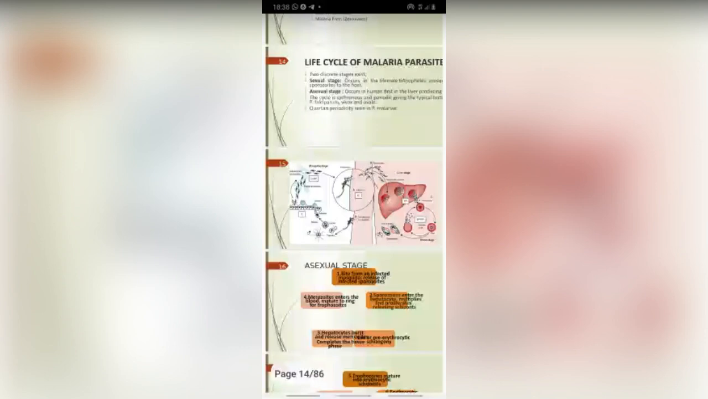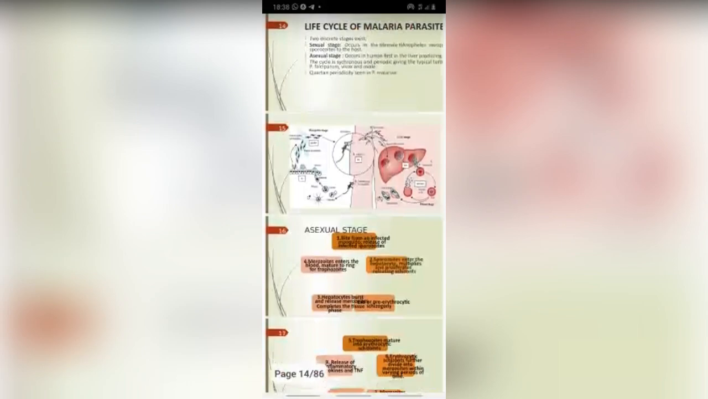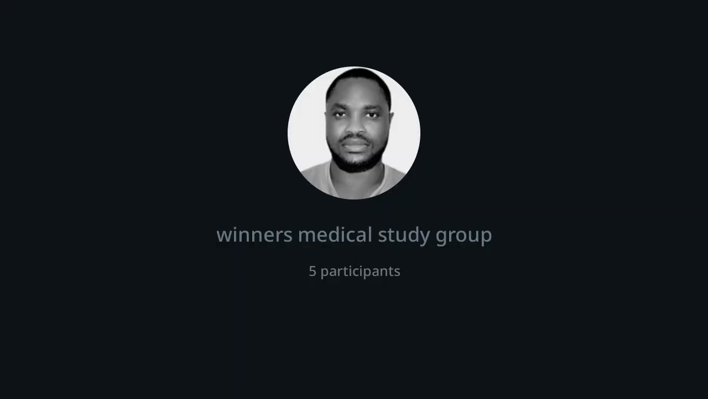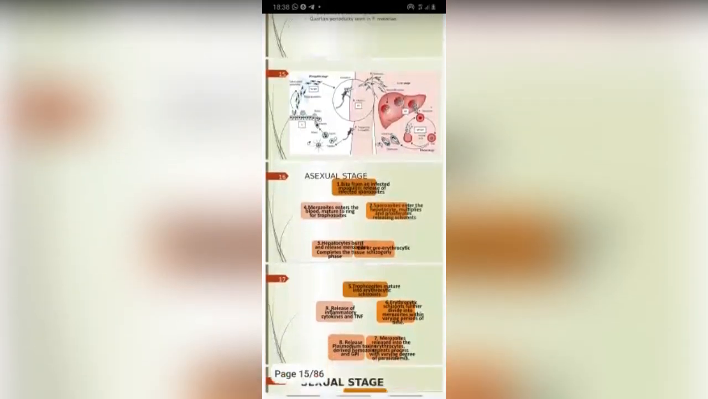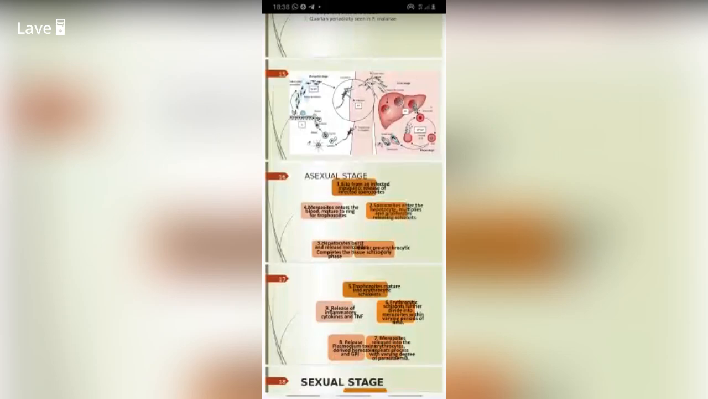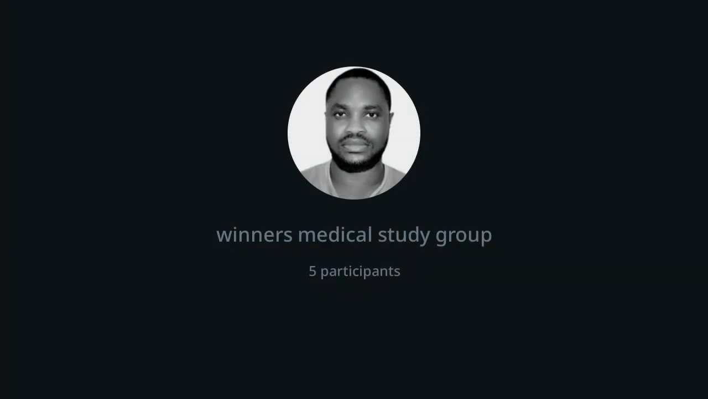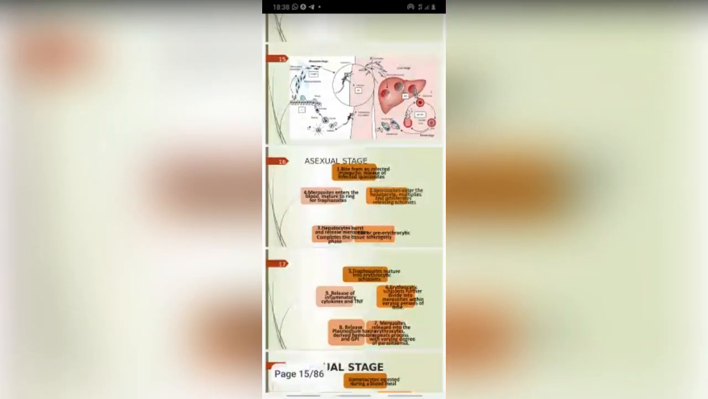So a bit on the life cycle of malaria. To describe the life cycle of malaria, it has the sexual stage and the asexual stage. The sexual stage occurs in the female Anopheles mosquito, and that is what provides the sporozoites to the host. Sexual in the mosquito, asexual in humans.